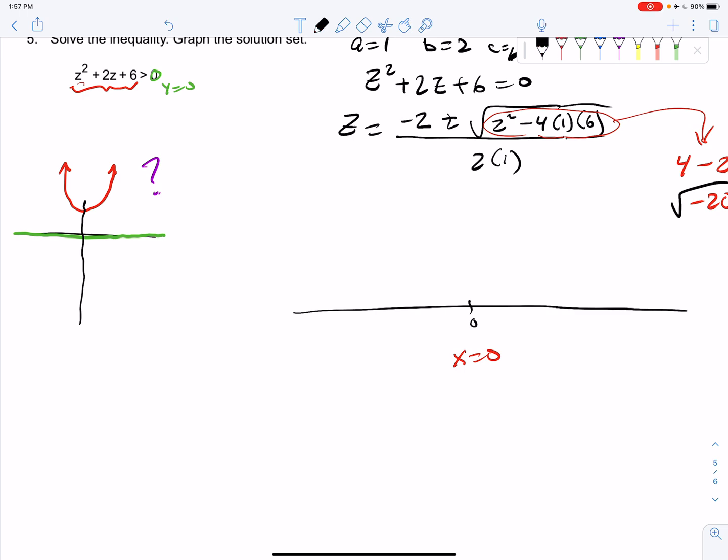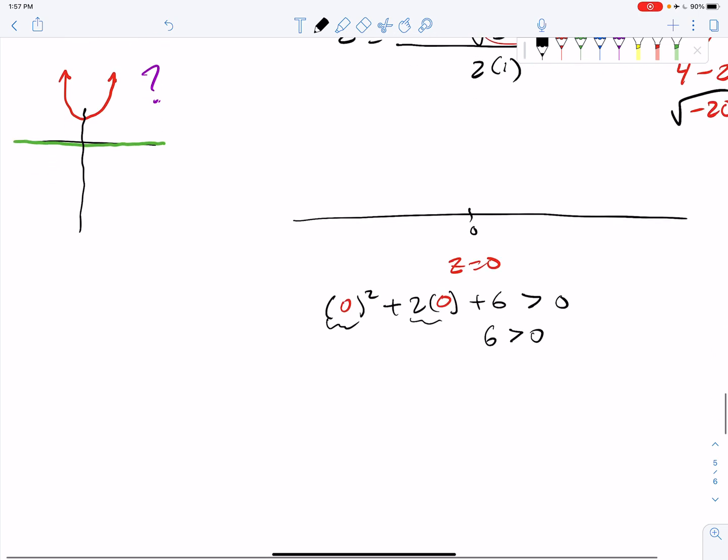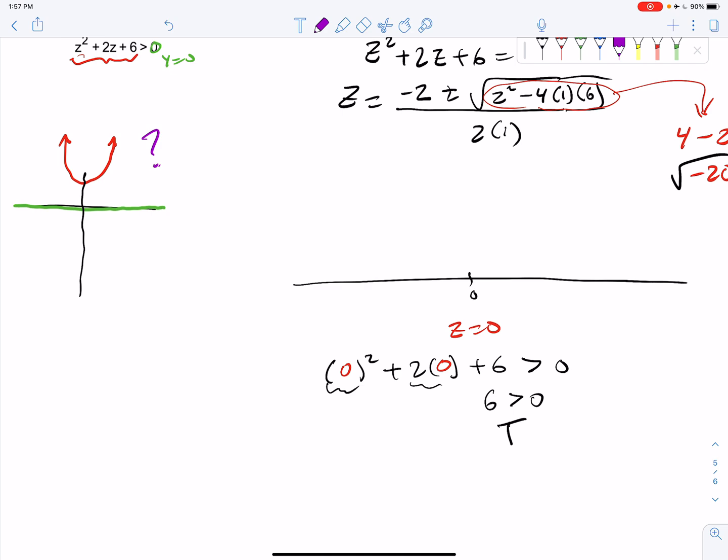So what you can do is grab this original problem, which said z squared plus 2 times z plus 6 is greater than 0. So then you plug in 0 for the z values. And I guess I need to clarify, we said z, didn't we? And then we simplify and we get 0 here and 0 here. So we get 6 is greater than 0. Is that true or false? 6 is greater than 0, that's true. So that is telling us that all values work.